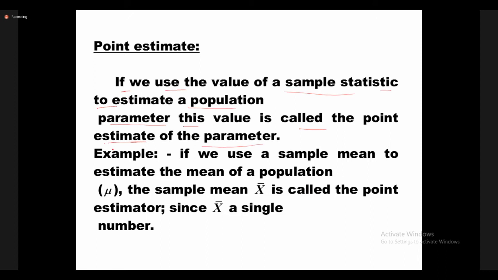Just now I explained that in general. By using random sample data, we are using random sample means x1 bar, x2 bar, and so on, xn bar, and estimating the population mean. Using sample means, we are estimating the population mean mu. That is called the point estimate of the parameter.